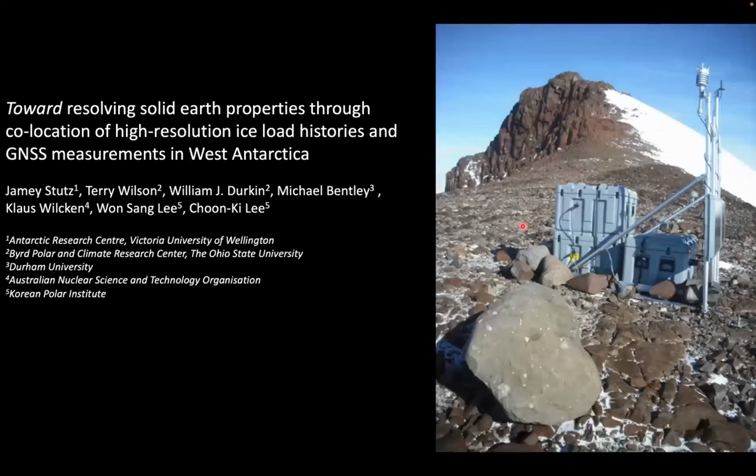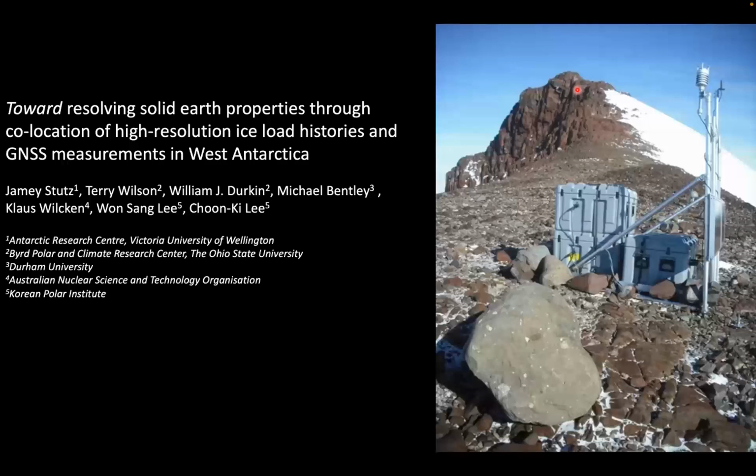This image here from Lone Wolf Nunataks really lays out the motivation for this study. We can see the big honkin' power unit for the little antenna back there in the background. This is a PoleNet GPS station. But you can also see in the foreground, and just littered around the entire nunatak here, are foreign erratics, foreign rocks that are nicely perched on bedrock.